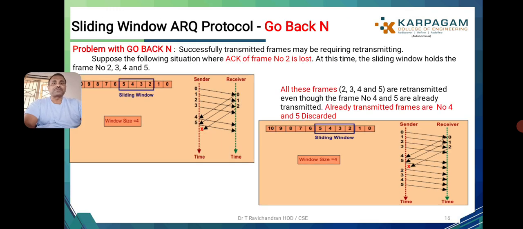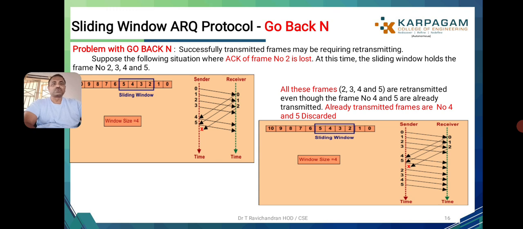The second frame acknowledgement is lost. The sender waits for a particular time but cannot receive the second frame acknowledgement. So automatically the sender discards all the frames in the window.